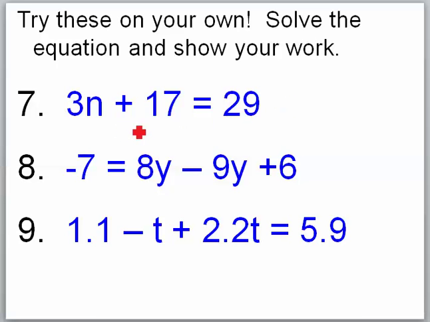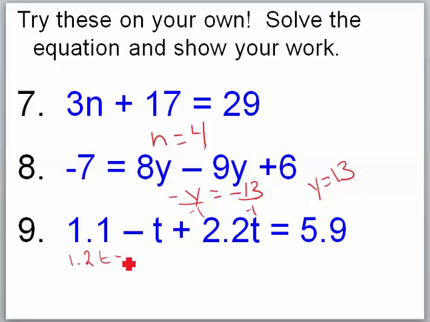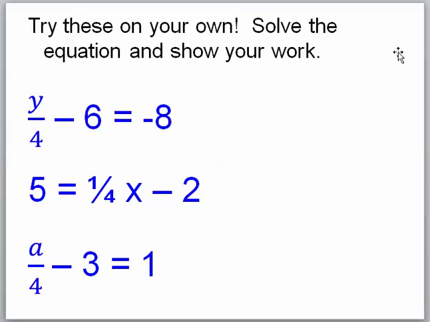Did you get n equals 4? Negative y equals negative 13. So divide both sides by negative 1. So y is 13. And then here, combine them, you get 1.2t equals 4.8. So t equals 4. If you got all three of those, give yourself that smiley face. Alright, and then try these ones on your own.